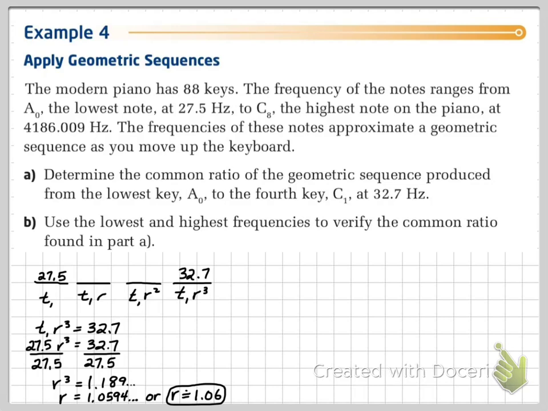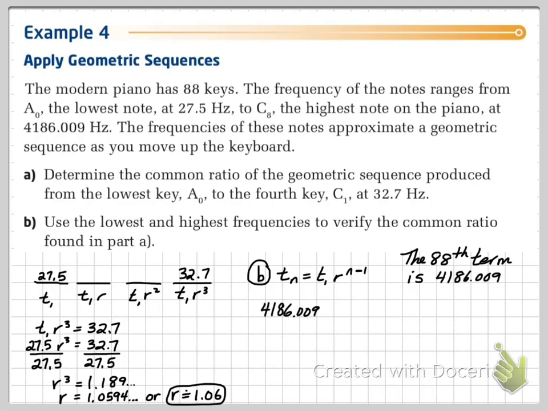For part B, it now asks us to use the lowest and highest frequencies to verify this common ratio. Well, if I say that the last term is equal to the first term times r to the power of n minus 1, I know all this information. My last term is the 88th term. It's 4186.009. This is equal to the first term, which is 27.5, times r to the power of n minus 1. Remember that n is 88, so this would be to the power of 87.